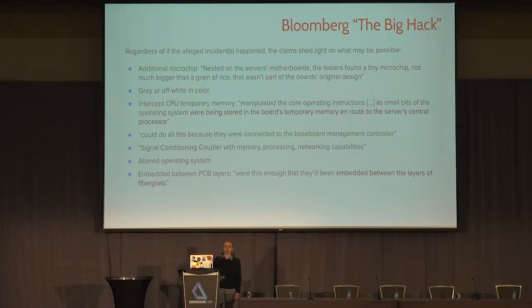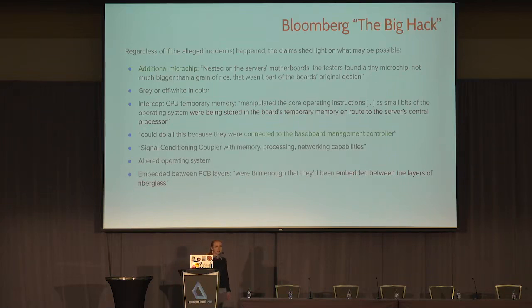it deviated completely from the original design. So it would be something that if you knew what that board should look like, it should be different. It was gray or off-white in color, and the idea was that it intercepted the CPU's temporary memory and was able to read that off and send that over the network through the chip. And they could do this because they were connected to the baseboard management controller, which is one part of that board that you would want to connect to if you wanted to get data off of it.